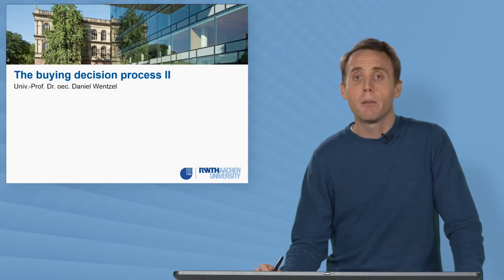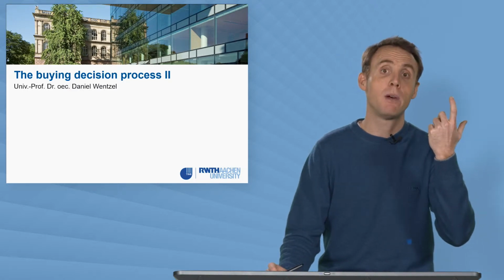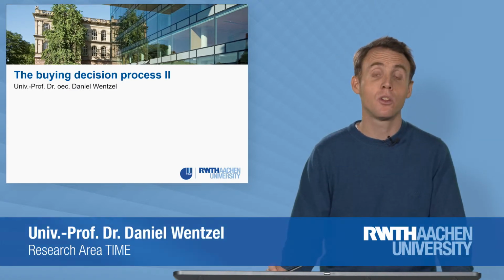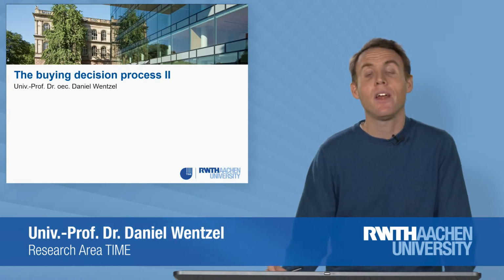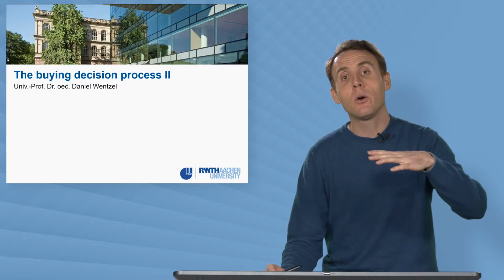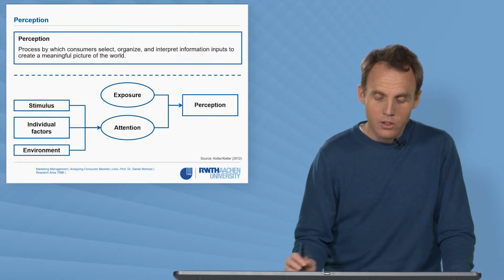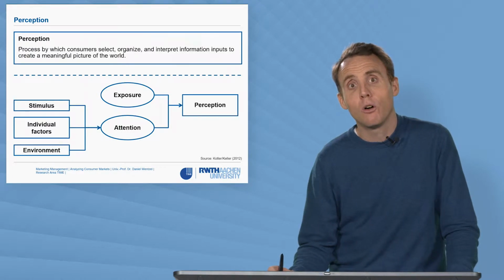Let's continue talking about the buying decision process. So in the previous module, we talked about information search and problem recognition. So what do people want and need, and what kind of information do they look for? What we're going to talk about now is how people make sense of and use that information. This is tied to the idea of perception.